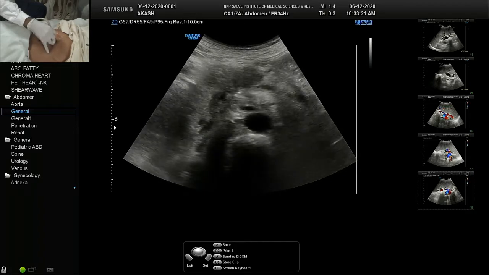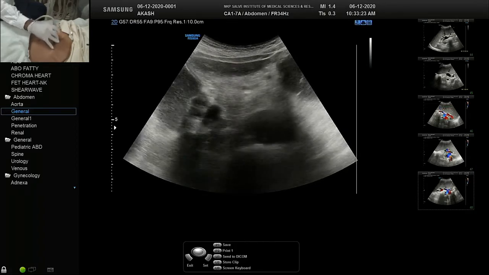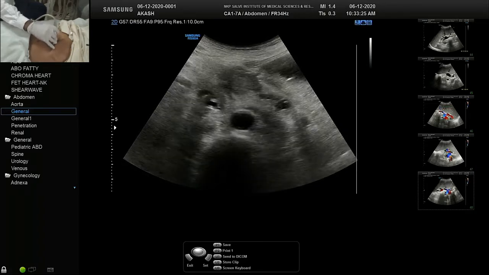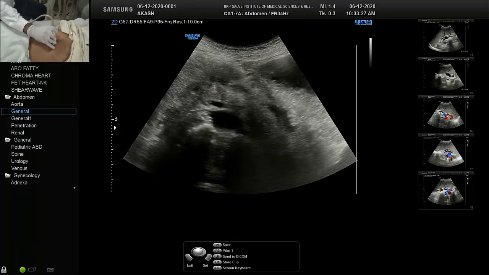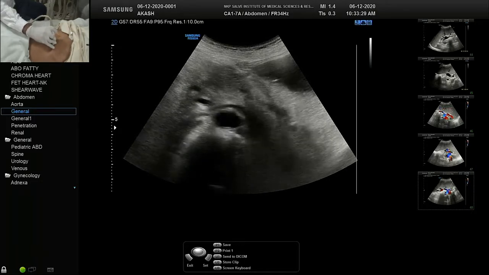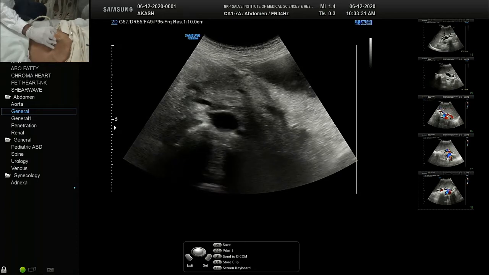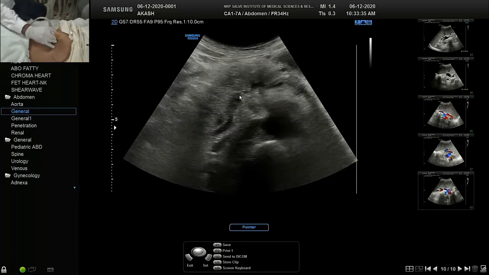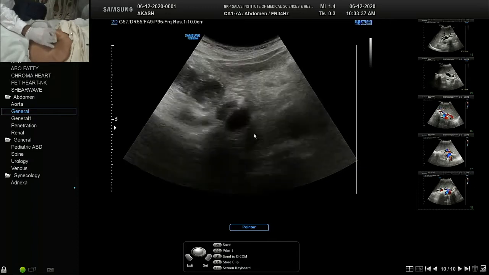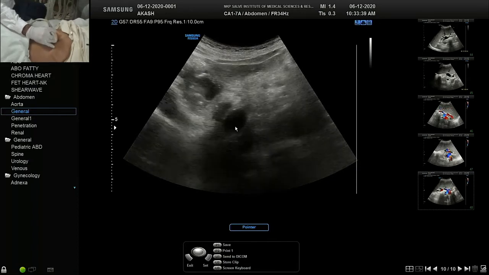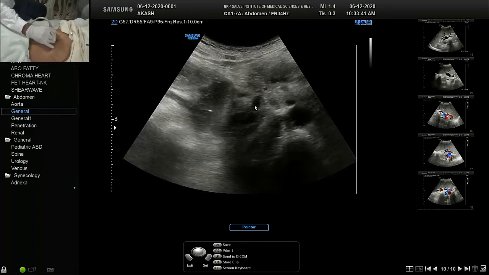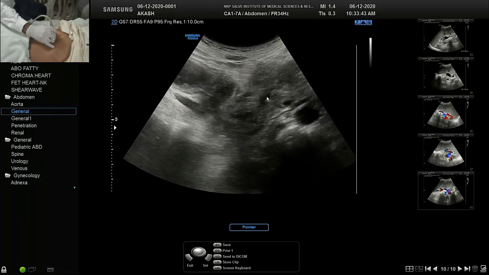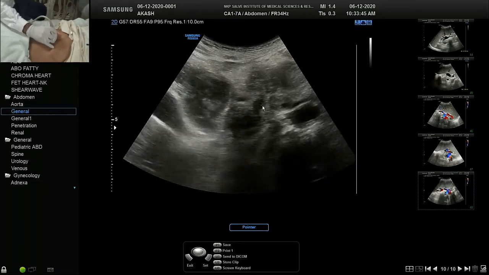So we'll see our vessels of interest basically. That is probably splenic vein, this one. Where is the confluence? That should be portal vein. We trace it back. Somewhere here is the confluence. It is a little bit compressed.